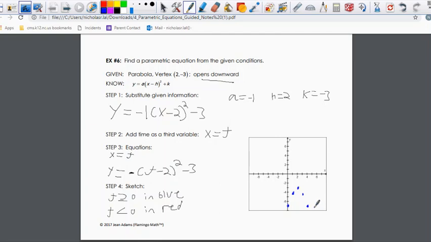But additionally, we have to say that this would be the parabola in blue. But anything past that, the parabola would be in red as it moved downward in this direction, and would be blue as it moved downward in that direction. Okay, so that is our variable, and we're good to go.